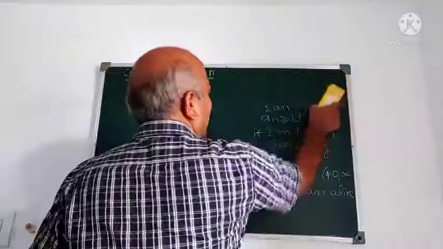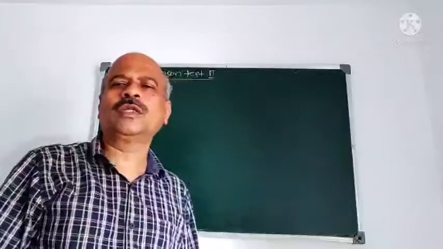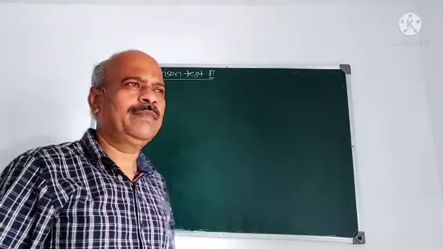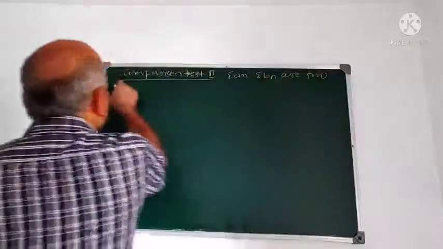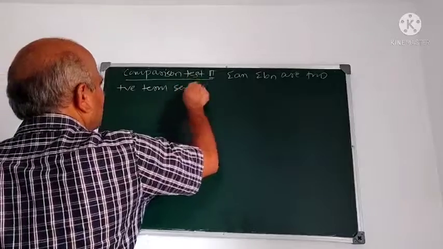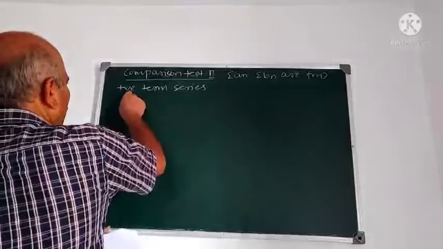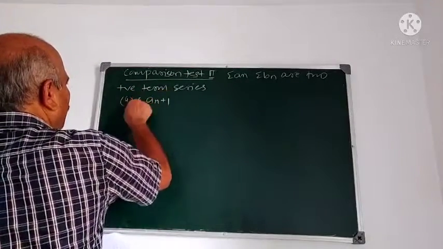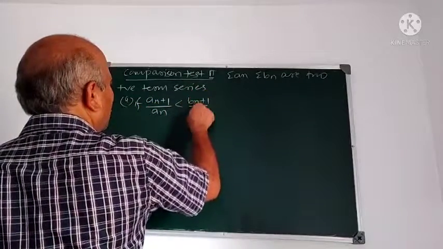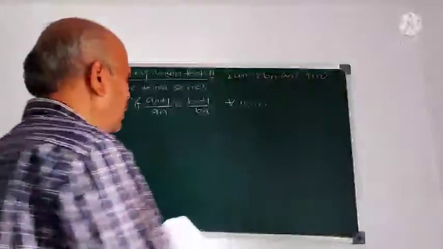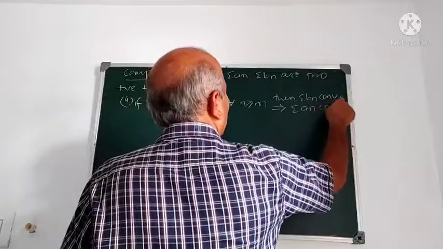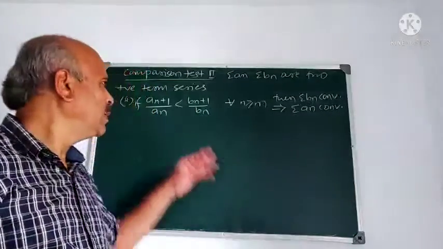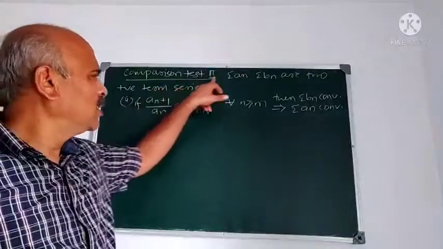And similarly, we have one more comparison test. First I prove this test because it is used in the proof of Raabe's test. First I prove this comparison test 3. Suppose sigma an, sigma bn are two positive term series. Then first, if an plus 1 upon an is less than bn plus 1 by bn for all n greater than or equal to m, then sigma bn converges implies sigma an also converges. Understand clearly, this test is used to prove Raabe's test. This is comparison test 3.